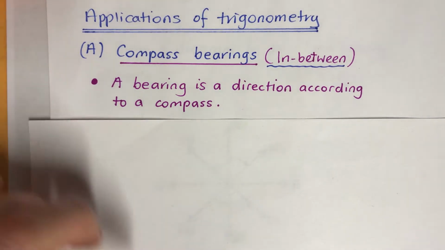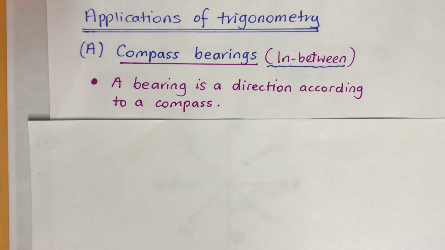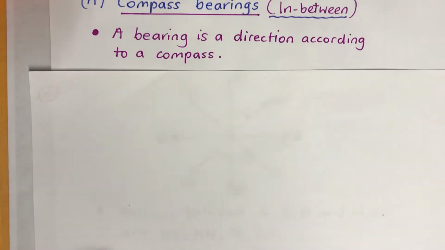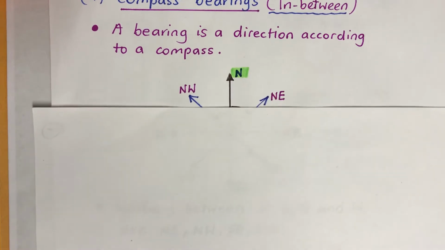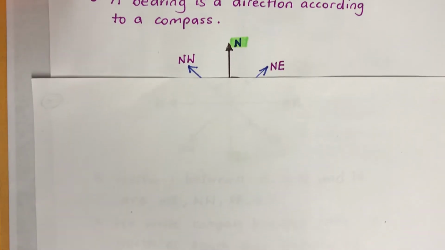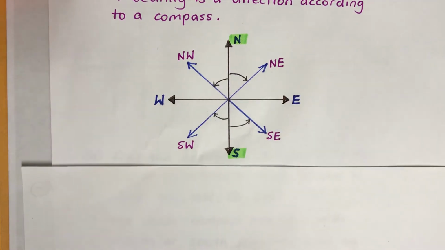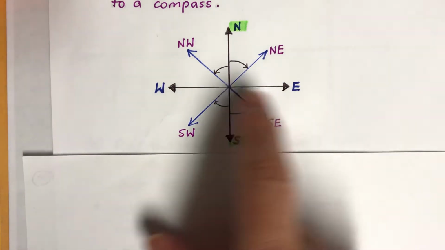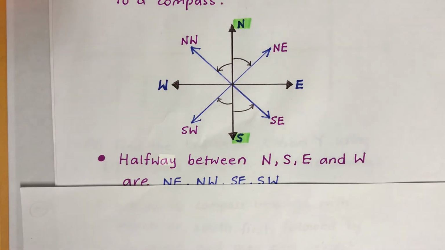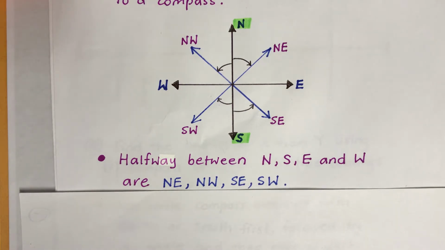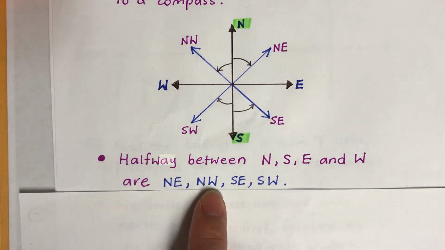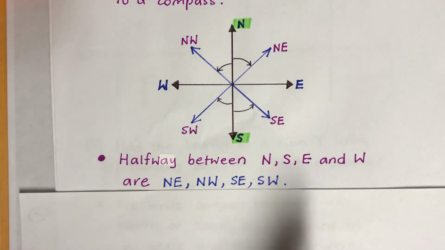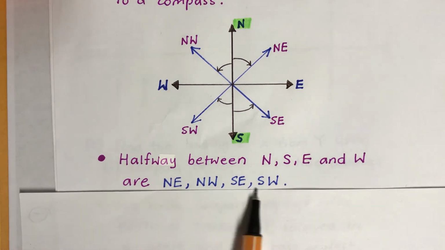Okay, applications of trigonometry. First part is compass bearings, and another one will be true bearings. Let's have a look at the compass bearings. A bearing is a direction according to a compass. So the main ones will be north, south, east, west, and halfway between them are northeast, northwest, southeast, southwest. As you can see, there's a pattern here.